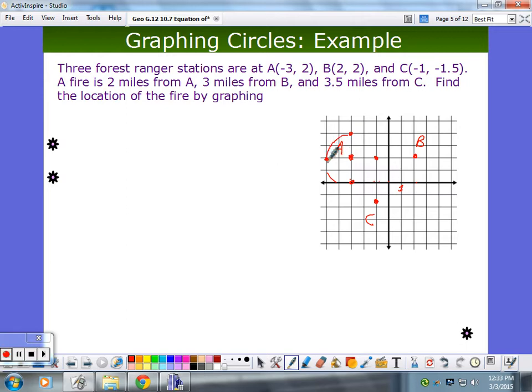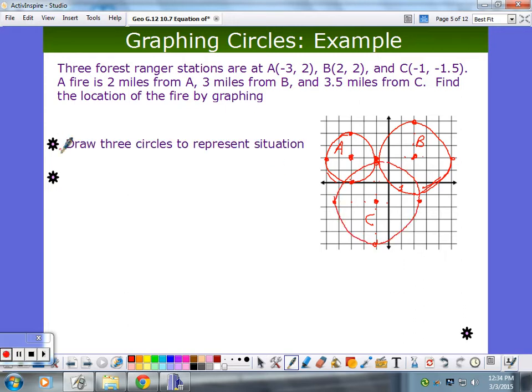So you basically want all the points that are 2 miles away from a certain point. That's a circle with radius 2. It's 3 miles from B, so let me make a circle with radius 3. I'm doing my best here, but I don't have my compass. And it's also 3.5 miles from C. This is already a half, and then 1, 2, 3 is one of the points. I'll do my best guess, going 3.5 each way, and make that circle as best I can.